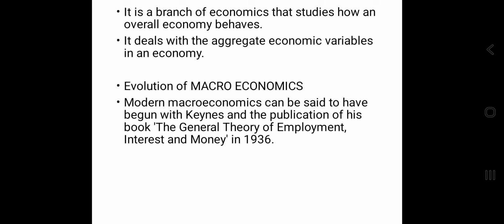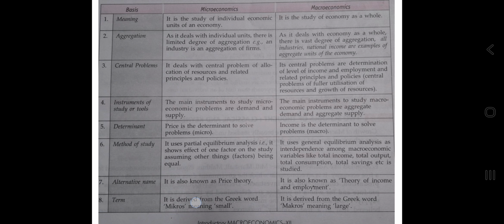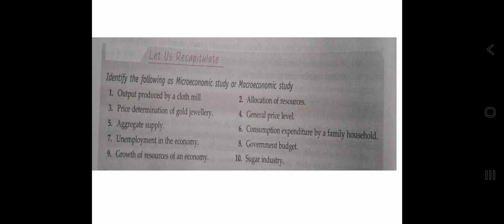It deals with aggregate economic variables in an economy. So the evolution of macroeconomics means modern macroeconomics can be said to begin with Keynes and his publication called what? The General Theory of Employment, Interest and Money, published in the year 1936. And you can see here the major differences between microeconomics and macroeconomics, and certain bases are there. Then here is a homework question, you can do it on your own.